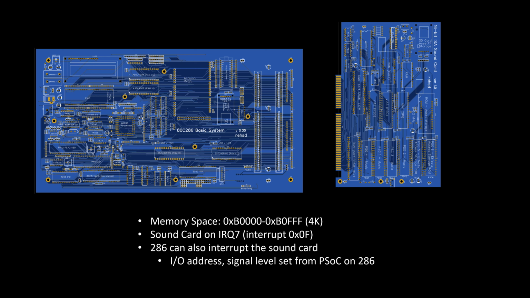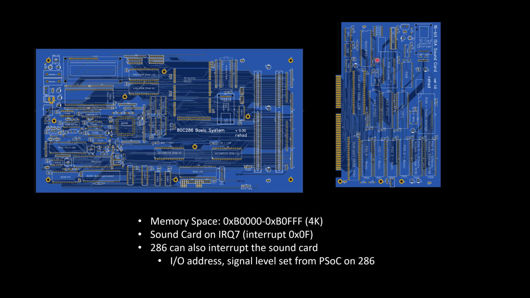Now the sound card is going to use IRQ7, so it is going to have to tap into my interrupt controller. When I look at my system over here, I have this priority interrupt controller down in the corner. So far I'm using IRQ number 1 for the keyboard, IRQ number 2 for the mouse, and now I'm going to use IRQ number 7 for the sound card.